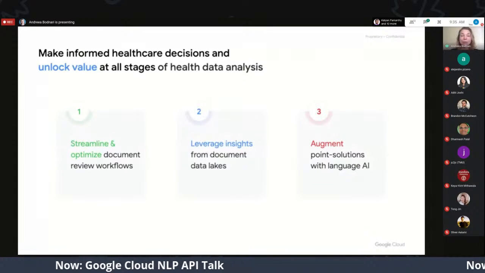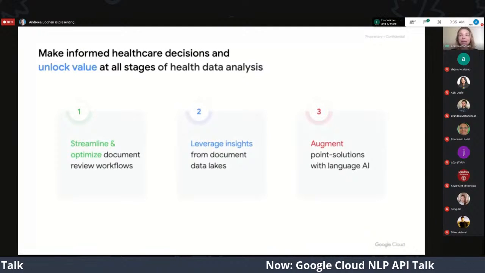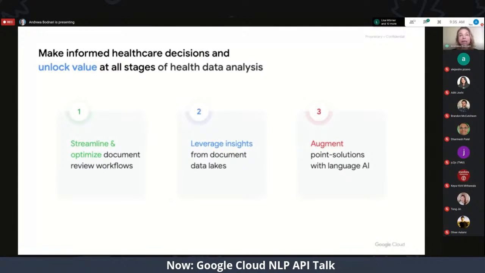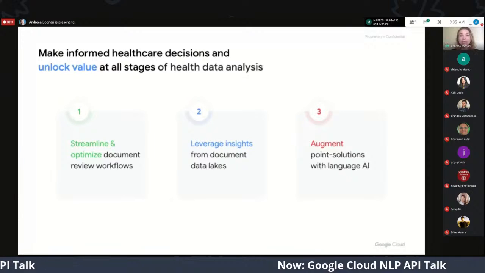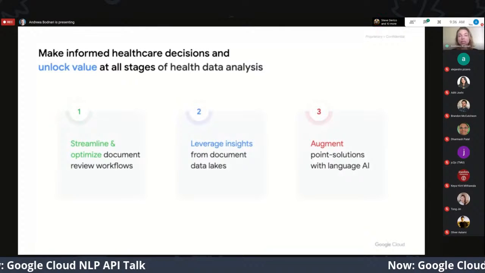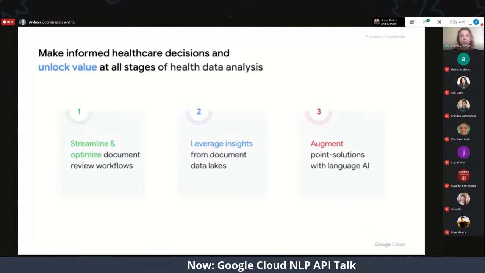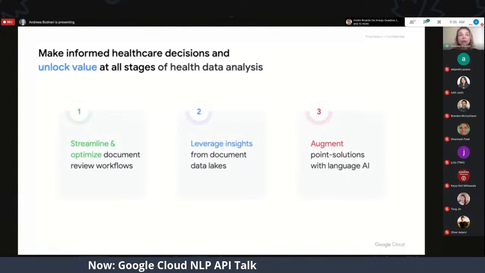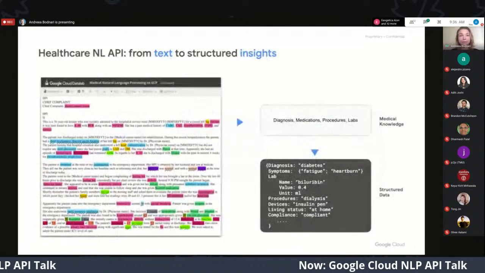Specifically, you can streamline and optimize document review workflows. If you're looking at claims processing, there's manual work that has to be done for HEDIS reporting or HCC reporting. You can leverage insights from document data lakes for population health, or even for risk adjustment for health plans. And you can augment point solutions with language AI. Here I'm referring to solutions like telemedicine or call centers.